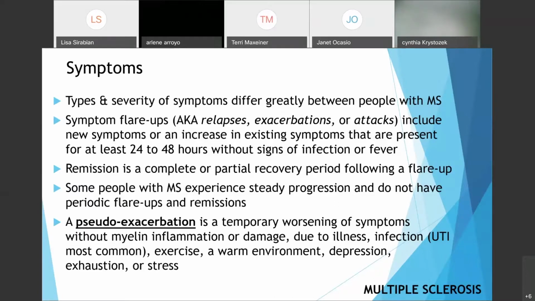Some people with MS experience steady progression, and they don't have these periodic flare-ups and remissions.